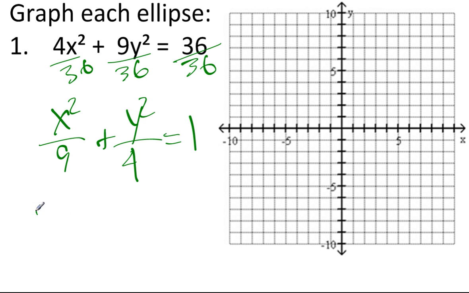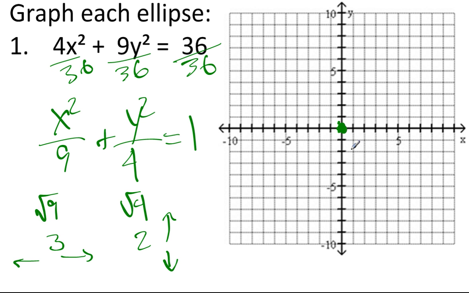So square root of 9 means my x radius in a way is 3. So I'm going to go this way and this way 3 from my center. Square root of 4 is 2, and the same way I'm going to go up 2 and down 2 from the center. So if my center is here, up 2 goes here, down 2 goes here, over 3 left and right, and then we go ahead and draw in our ellipse like that. So you just kind of draw some curves, go through all those points just like you're doing with your circle.